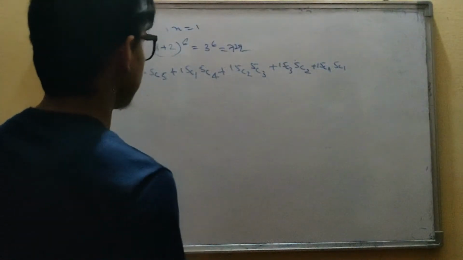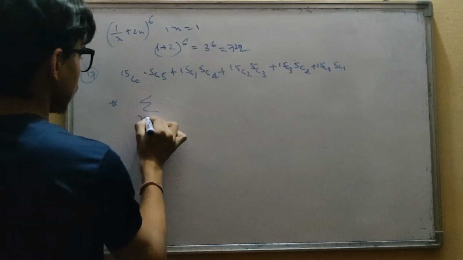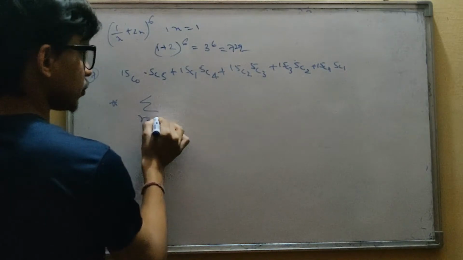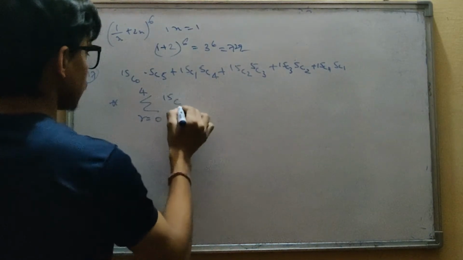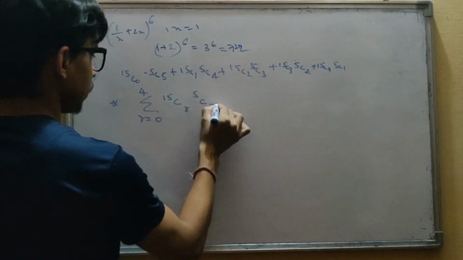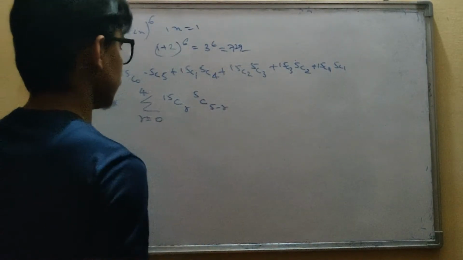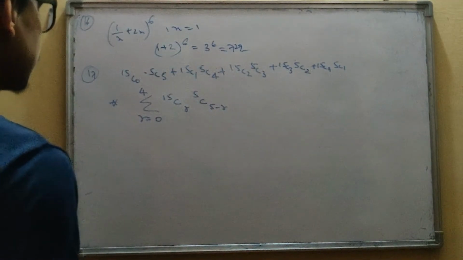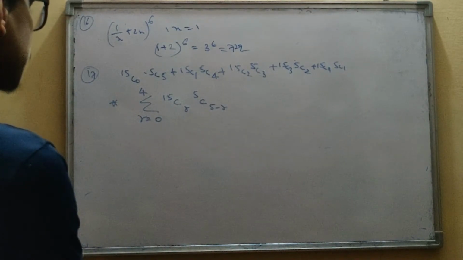So what you can write about it, this can be written in terms of summation. The value of r is going to be from 0 to 4, right? 15C r, and it is going to be 5C 5 minus r. This is how you can write it. No, it is not, it is going to be 4, yeah. Okay, so this is how you can do this. The thing is very simple.